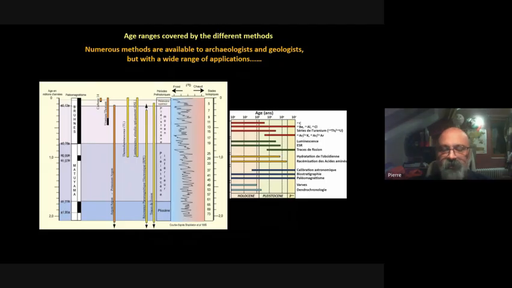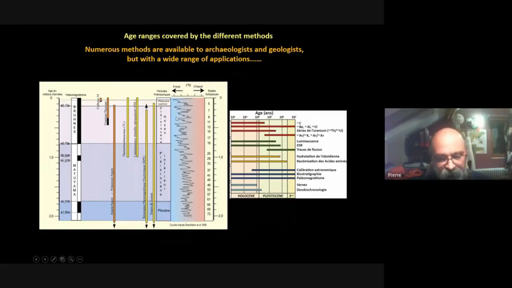For example, in time, you can see the C14, the radiocarbon. Even though it is the most well-known method, very useful and very precise, you see it's very limited in time. We can only apply it for the last 50,000 years. You see, we have many other methods with different time ranges for their application.